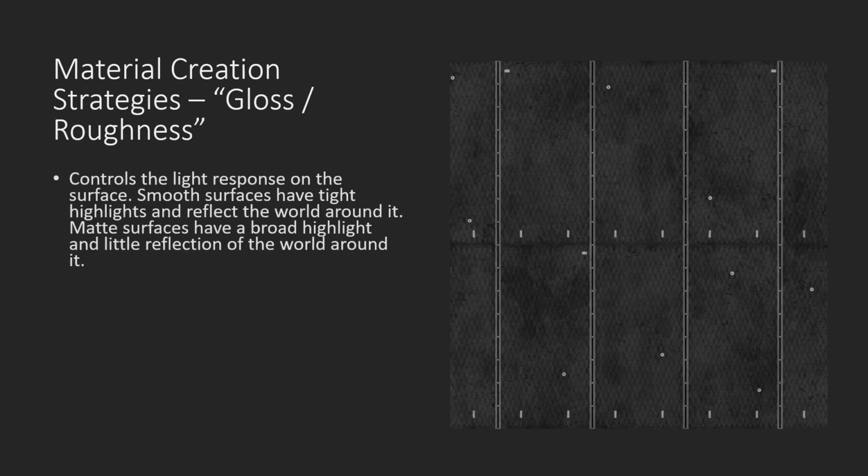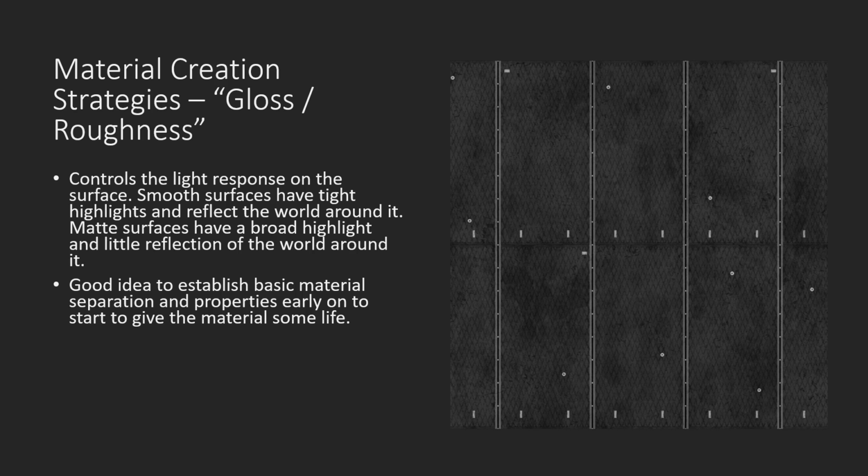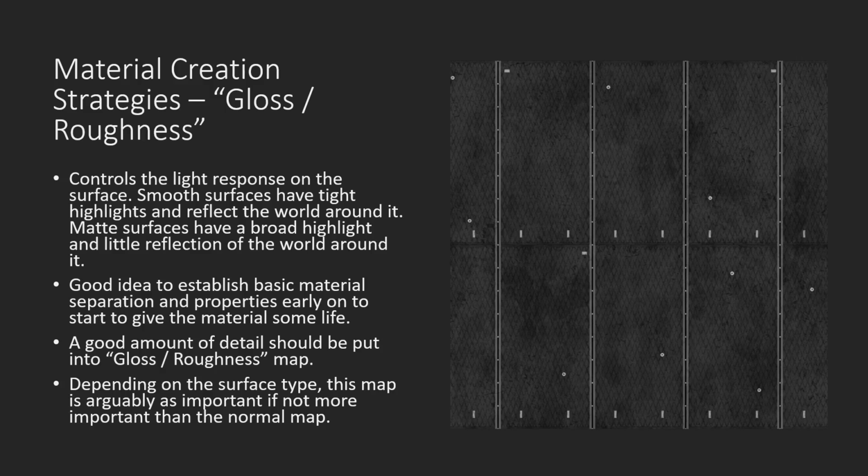As far as the strategies go for gloss and roughness, it controls the light response on the surface. Smooth surfaces have tight highlights that reflect the world around them, and matte surfaces have a broad highlight with little reflection of the world around them. I can't stress this enough. It's a good idea to establish basic material separation and properties early on to start to give the material some life. And you want a good amount of detail in your gloss and roughness map. You don't want to skimp out on this. This is what's going to make the material feel good when the light rolls across the surface. And depending on the surface type, in my opinion, this map is arguably as important, if not more, than the normal map.